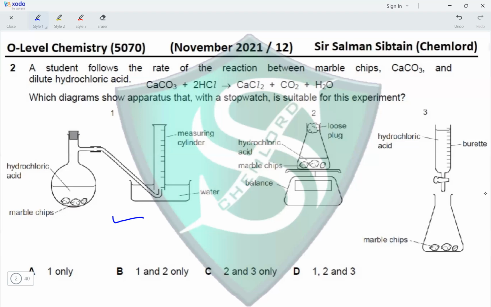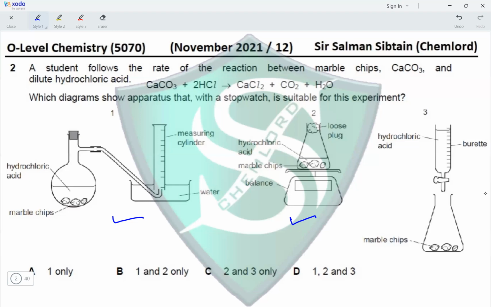Now the second experimental setup, we have a weighing balance over which we have placed a conical flask with a plug in it and marble chips and HCl. So this will allow loss of CO2 to occur because CO2 will pass through that cotton wool plug, and this would result in a decrease in the mass of the container. So loss in the mass due to loss of CO2 can be measured using this apparatus. So this apparatus is suitable.